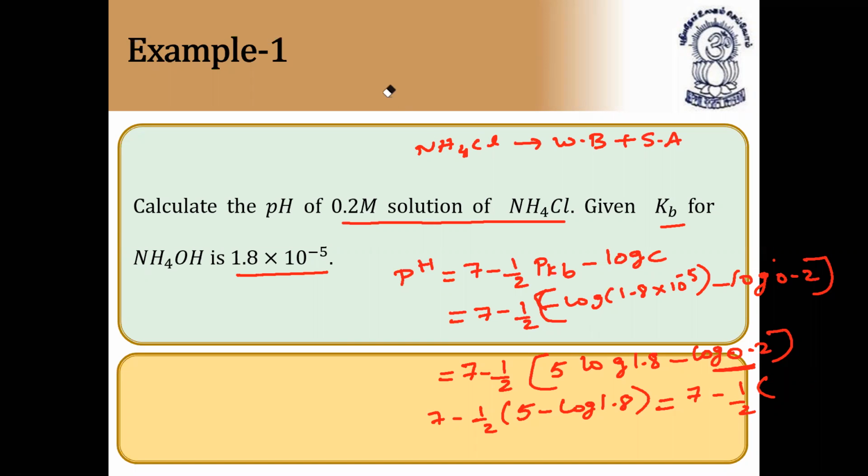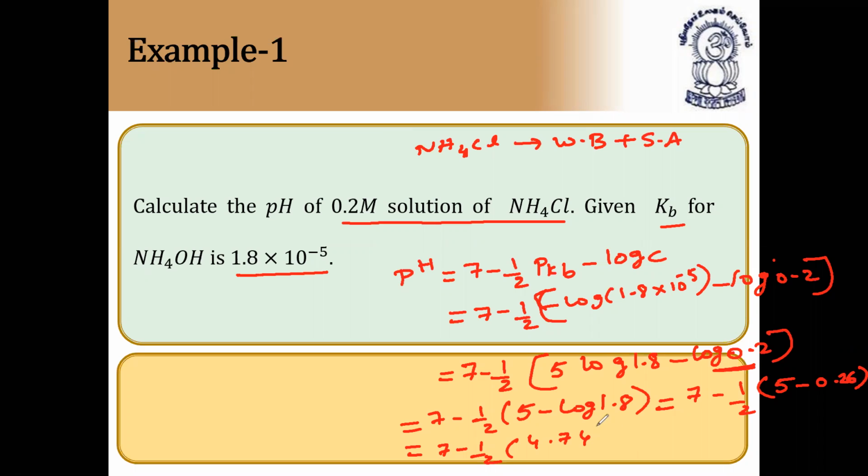One by 2 into 5 minus 0.25. So approximately I'm writing here. So that is equal to 7 minus 1 by 2 into 5 minus 0.25 is 4.74. 0.26 actually. So I'll write it again here for neat handwriting. 0.26.